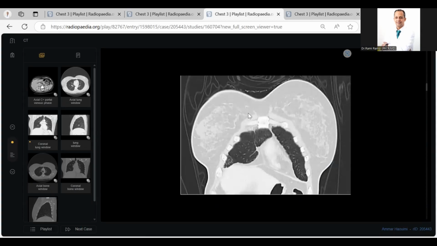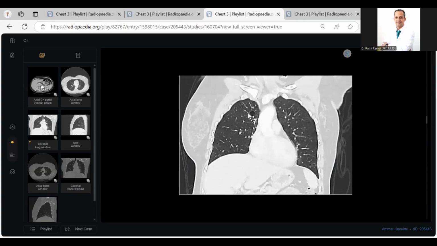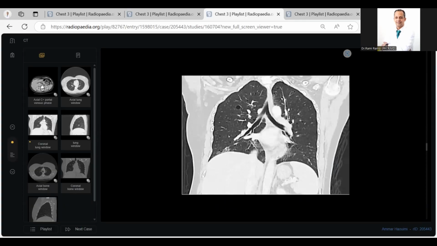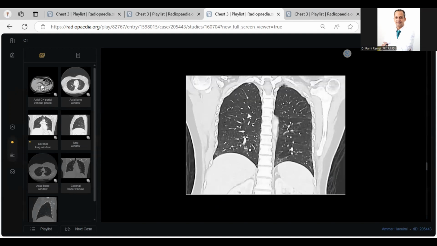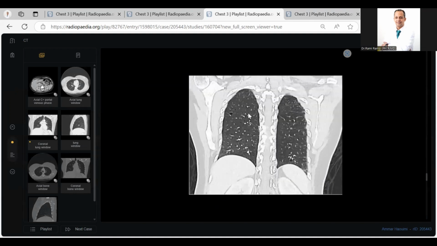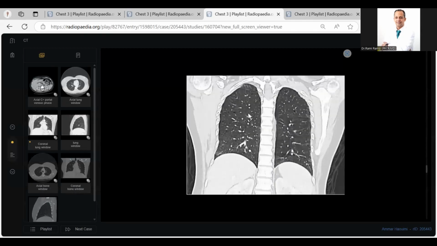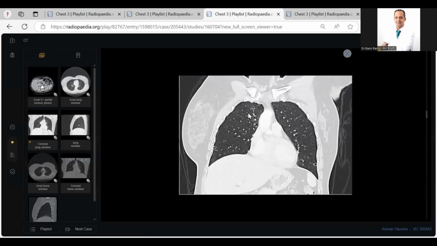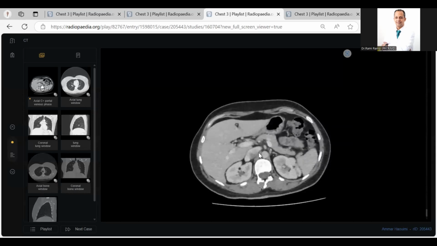This is a CT coronal view, lung window. I can appreciate the most striking feature: multiple very small size cysts diffusely scattered in the bilateral lung parenchyma. There is no zonal predilection. I can appreciate few areas of septal thickening in the lung bases.